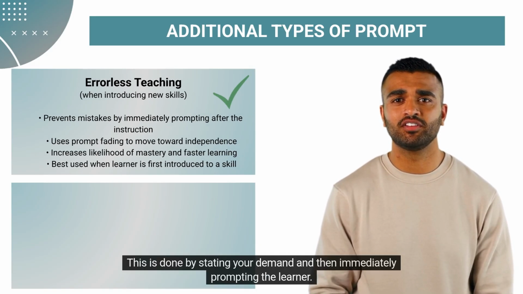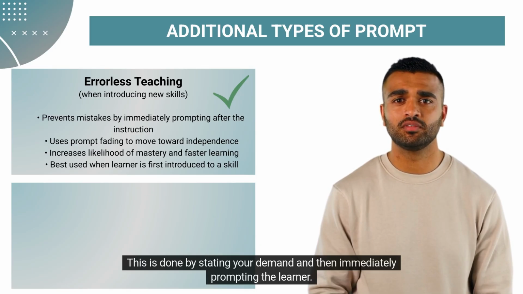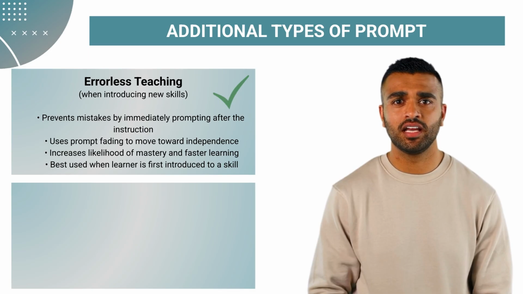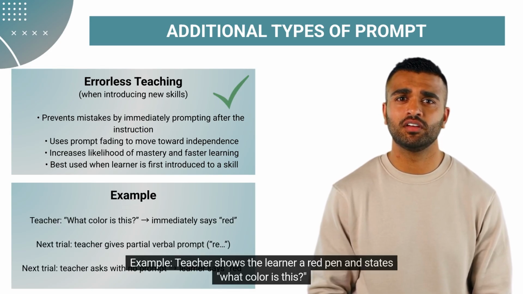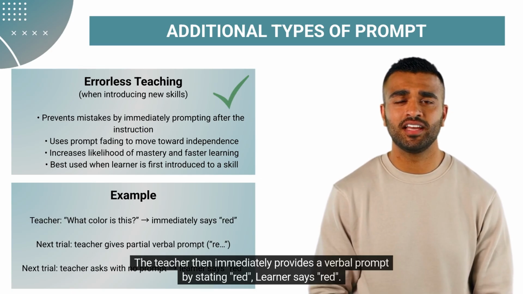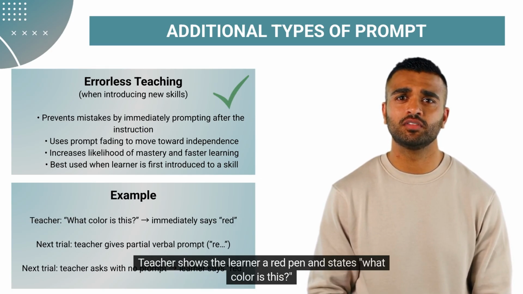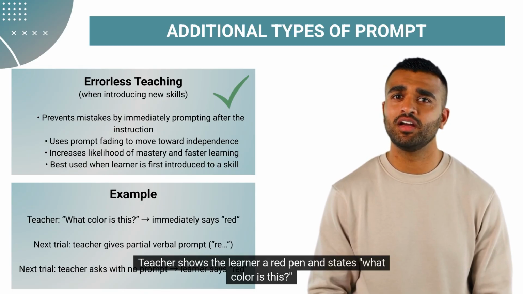This is done by stating your demand and then immediately prompting the learner. You will also use prompt fading when using errorless teaching. Example: teacher shows the learner a red pen and states, "What color is this?" The teacher then immediately provides a verbal prompt by stating red. Learner says red. Teacher shows the learner a red pen and states, "What color is this?"